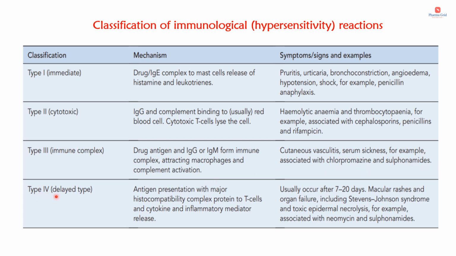Type 4, also known as cell mediated or delayed type. Mechanism is by antigen presentation with major histocompatibility complex proteins to T cells, and cytokine and inflammatory mediator release. Then signs and symptoms usually occur after 7 to 10 days, including macular rashes and organ failure such as Stevens-Johnson syndrome and toxic epidermal necrolysis, for example associated with neomycin and sulfonamides.